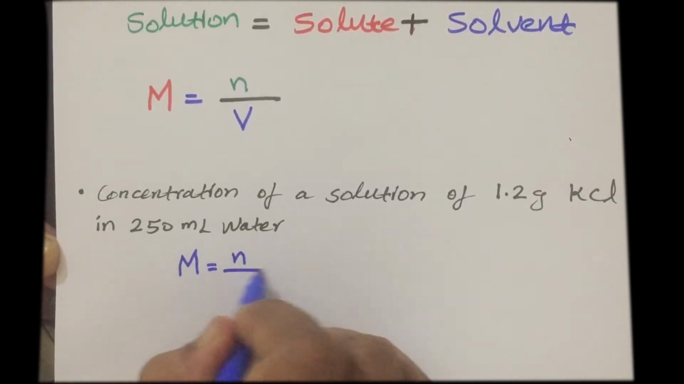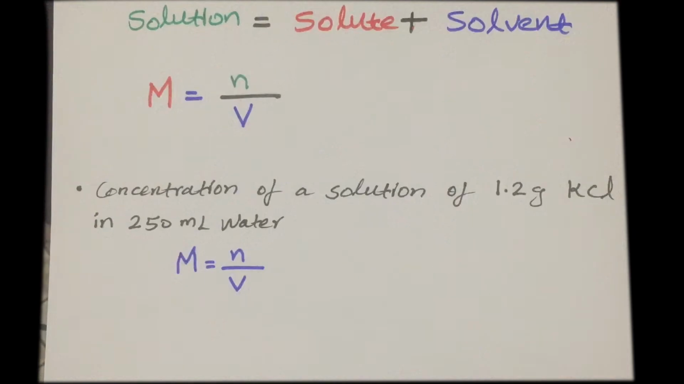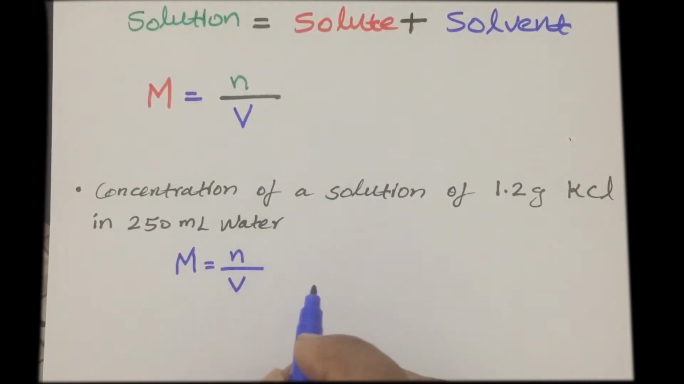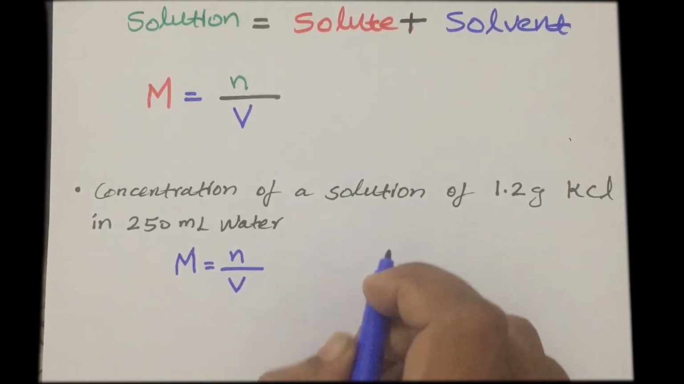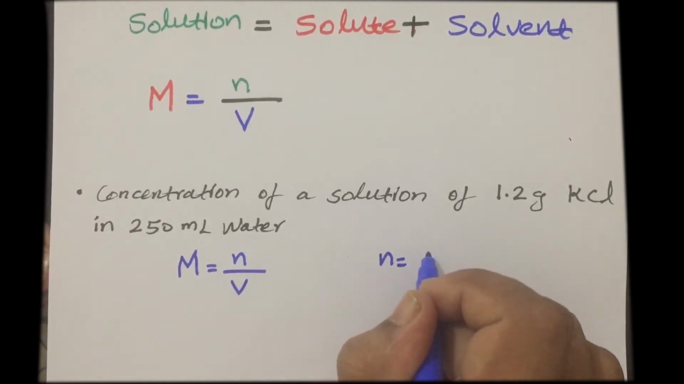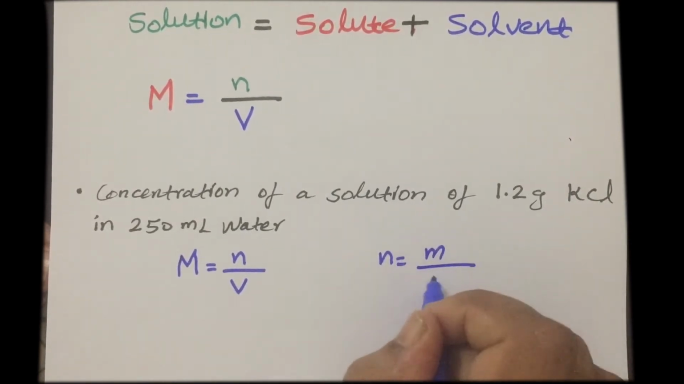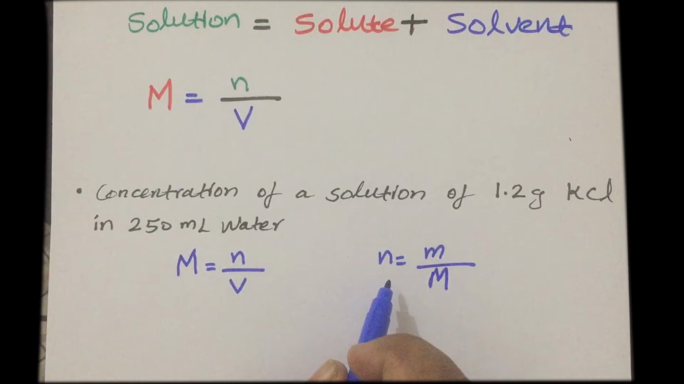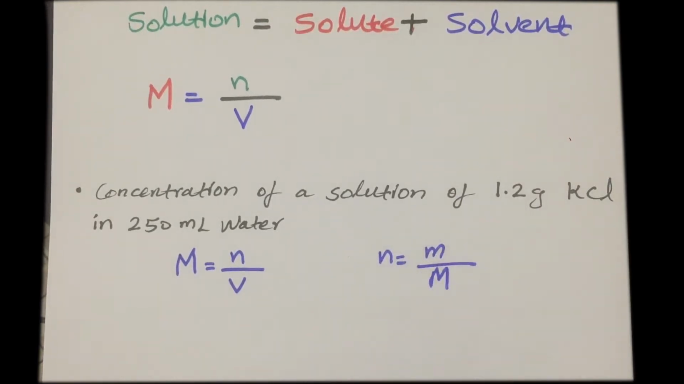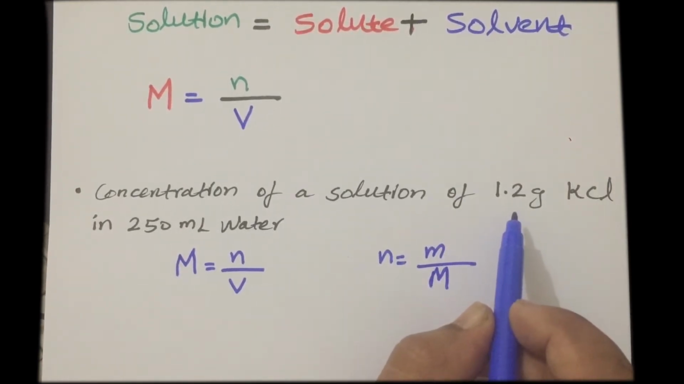Now the formula is M is equal to n by V. Here n means number of moles of solute. Here solute is KCl. So the number of moles formula is mass by molar mass. To find the number of moles, use the formula mass by molar mass, n is equal to small m by capital M.